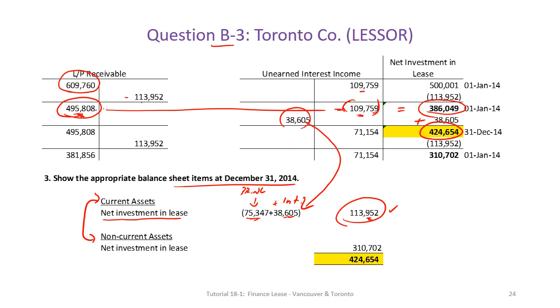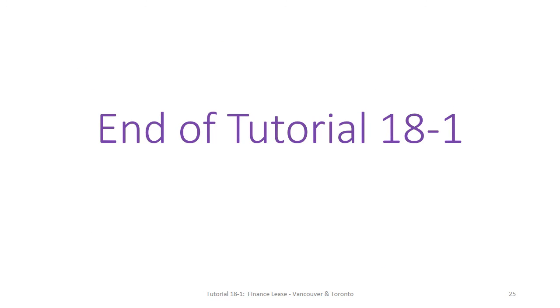we can actually prove this amount here of 310,702 as being the difference between the lease receivable and the unearned interest income of 386,049, less the current portion or the principal in the next payment, 75,347. And there's our 424,654. So this concludes tutorial 18.1 that covers a finance lease for Vancouver and Toronto.